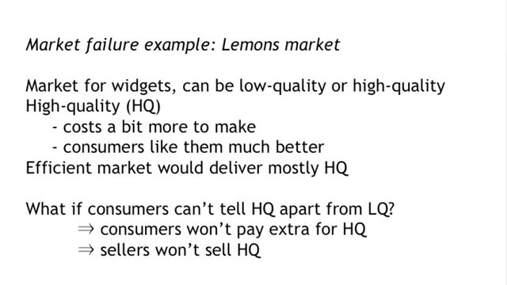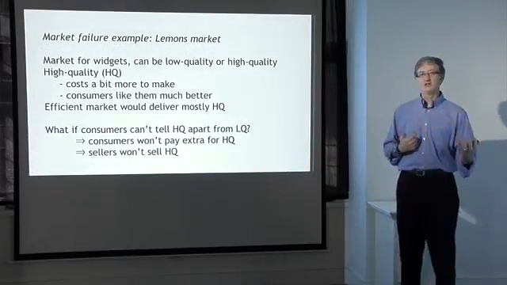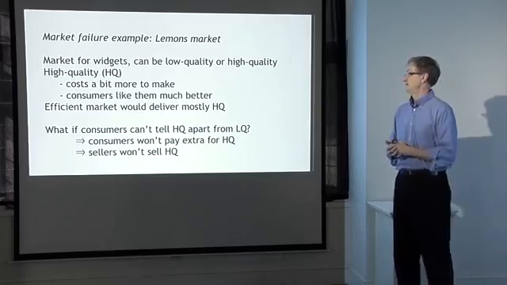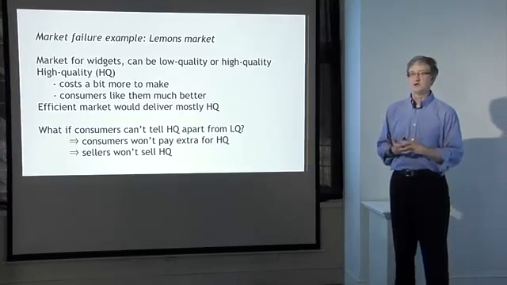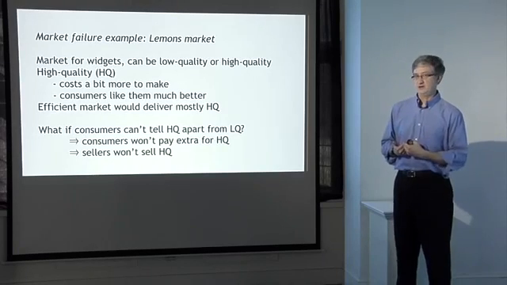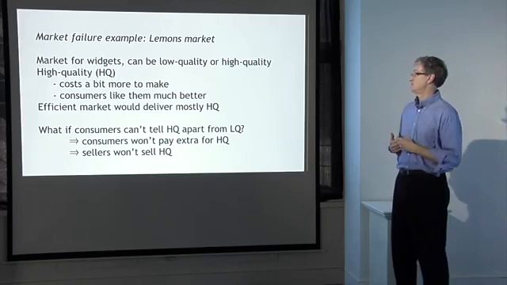So let me give you an example of a way in which the market can fail, and this is a classic example called the lemons market, which originated in a discussion about used cars. So let's talk about a market in concept, a market for widgets, some kind of good that we want to sell. And let's say that widgets can be either low-quality widgets or high-quality widgets. A high-quality widget costs a little bit more to manufacture than a low-quality widget, but it's much, much better for the consumer who buys it. Consumers like high-quality widgets much, much better.